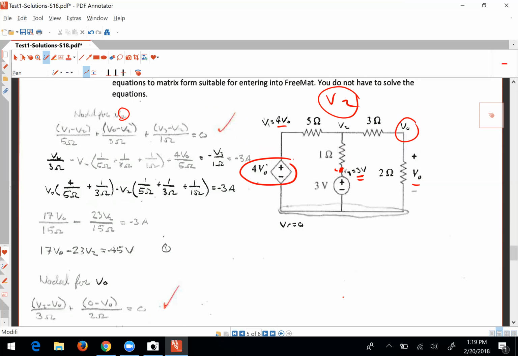Miguel, there's an online student, he actually did a voltage divider formula. He saw VO equals V2 times 2 over 2 plus 3, so 2/5, which equals 0.4 times V2. So he got that equation real easily, but the typical nodal equation would be V2 minus VO over 3 plus 0 minus VO over 2 equals 0.